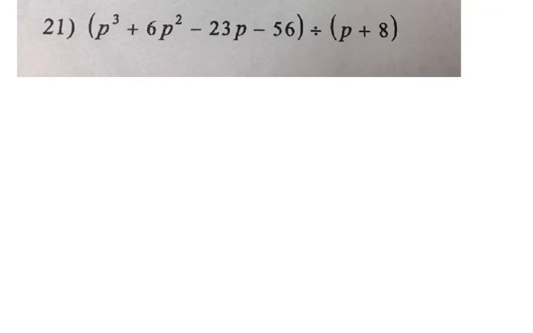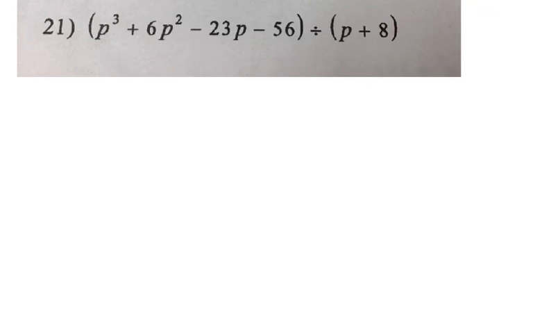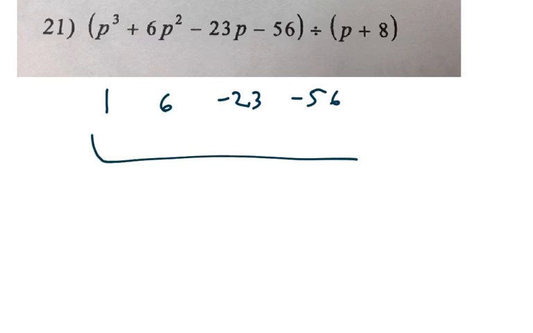Okay, let's do 21. I think I have 22. That's the last one. So on 21, again, instead of writing that whole thing, I'm just going to write down the 1, the 6, the negative 23, the negative 56. Do my space and hockey stick. I know negative 8 makes it 0.